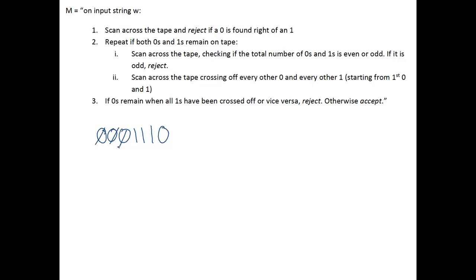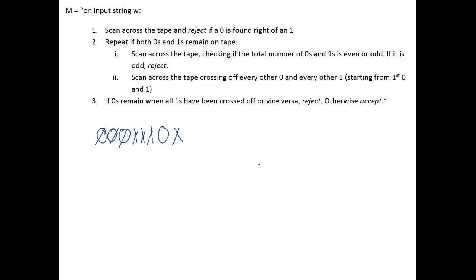So I'm looking at zeros, I'm looking at zeros. Okay, now I've seen a 1. So I'm looking at ones, I'm looking at ones. There's a 0, right? And then we would reject that string. So that string gets immediately rejected in stage 1.